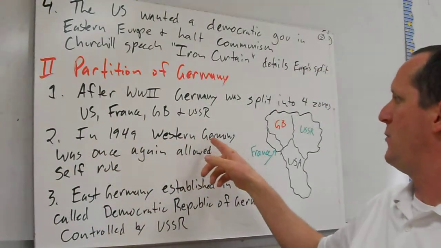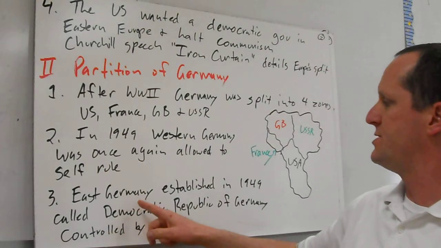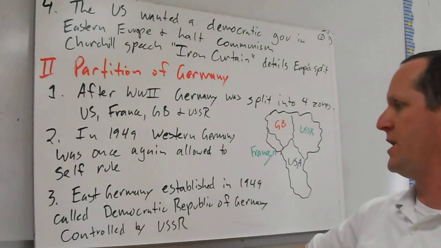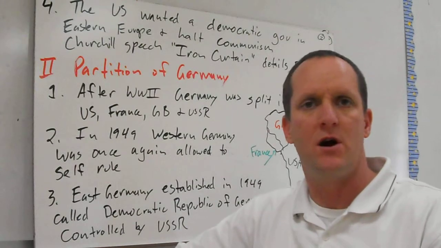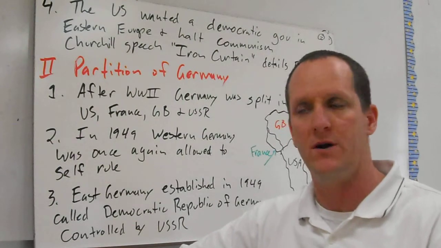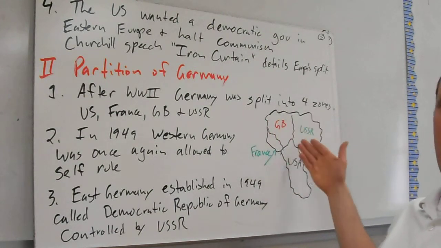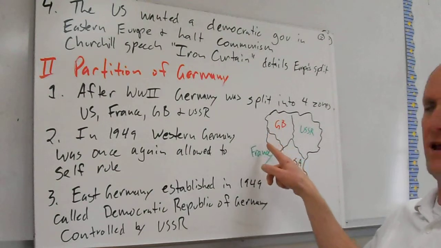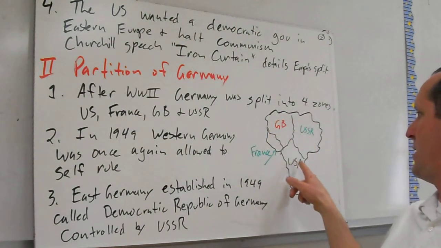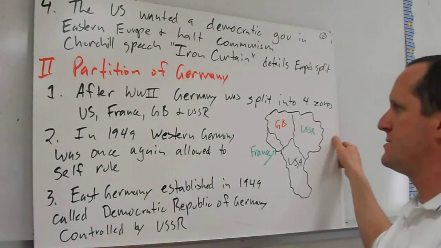In 1949, Western Germany was once again allowed to self-rule. Eastern Germany was established in 1949, called the German Democratic Republic, and it was essentially a communist country controlled by Russia, or the USSR. So you can see here a kind of mock map. France had a small area in the Rhine valley, Great Britain the northern part, the United States the southern part, and the USSR the eastern part.